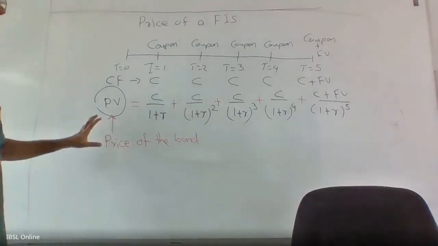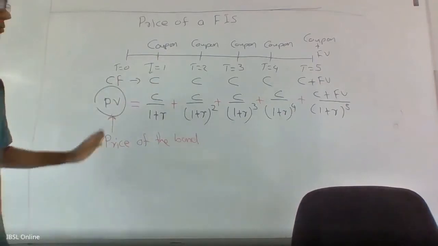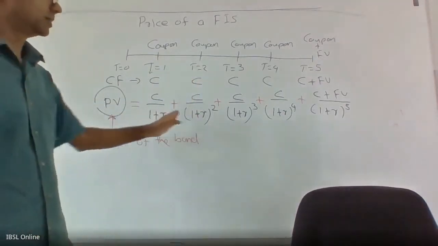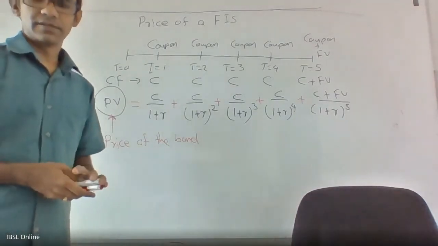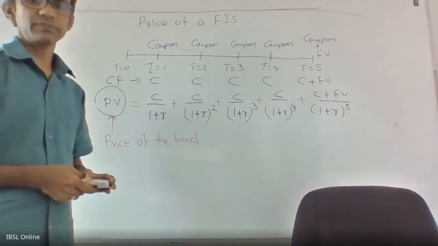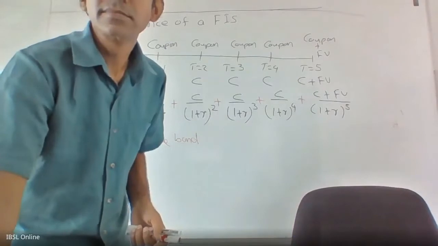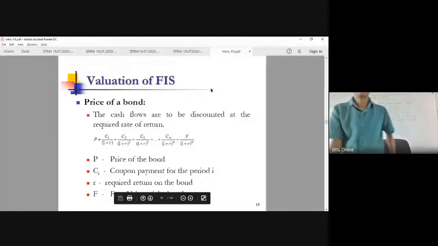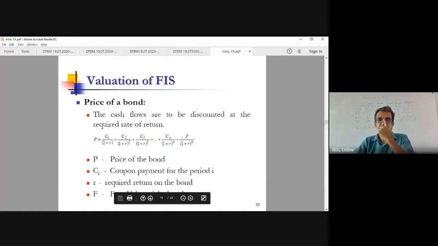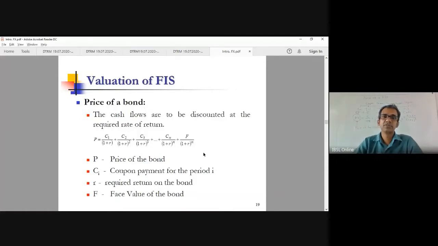Clear? Here I took an example of a 5-year bond, but you can generalize it to any number of years. That is the equation given in the slides presentation. If you go to slide number 19, there's an equation. That is a generic equation to calculate the price of a bond. R is the required rate of return. C1, C2, C3, and Cn are the cash flows. C1 means the cash flow at the end of the first period. C2 is the cash flow at the end of the second period, likewise.